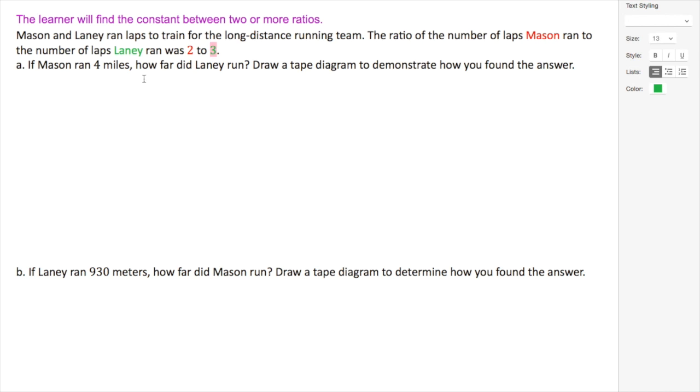Today I will learn to find the constant between two or more ratios. So that's what you're going to learn today. So today I will find the constant between two or more ratios.